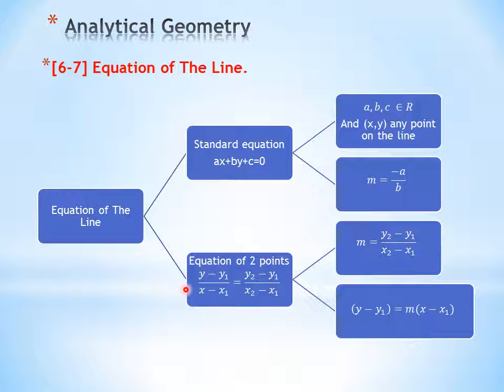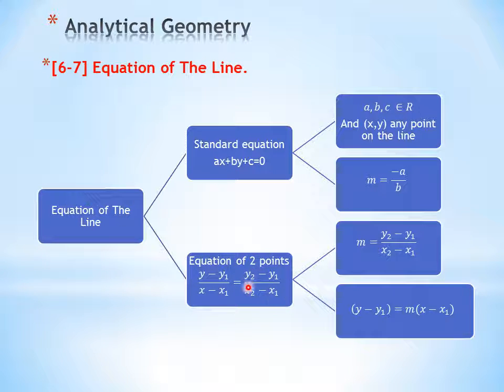The second part of the lesson says that if we have 2 points, then we can reach the equation. So if we have 2 points, we have x1, y1 and x2, y2. Using them, remember the slope, which equals y2 minus y1 over x2 minus x1. This is the formula that we will use to find the equation of a line when we have 2 points: y minus y1 over x minus x1 equals y2 minus y1 over x2 minus x1.